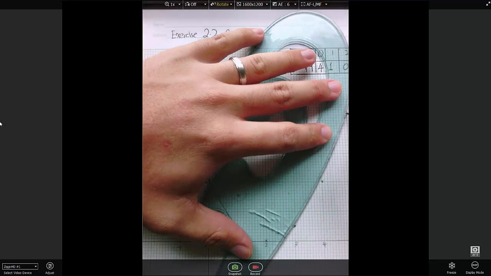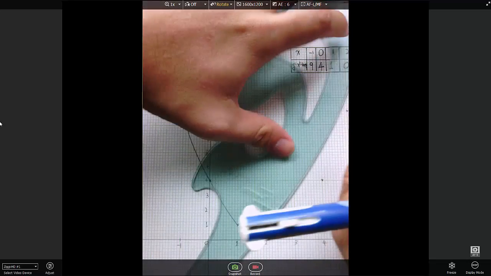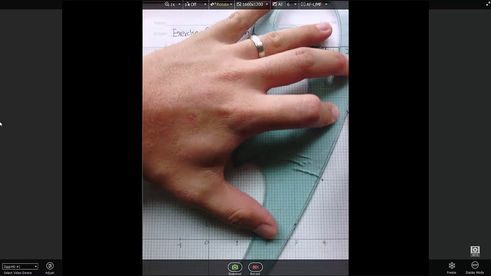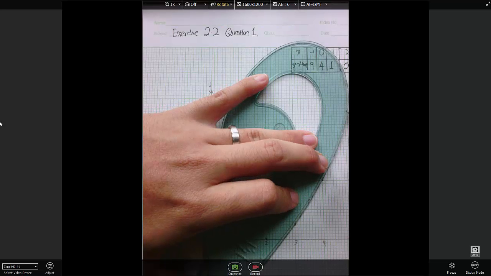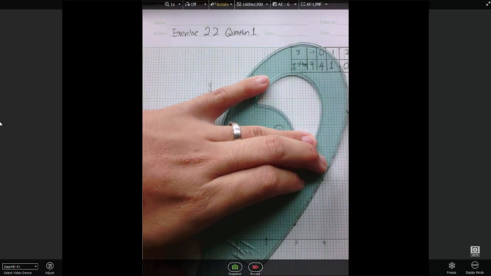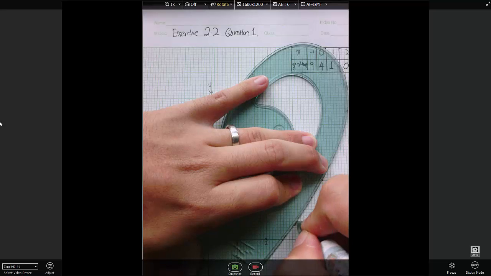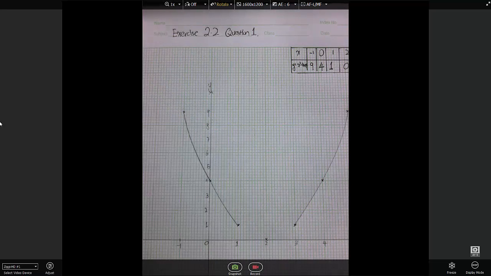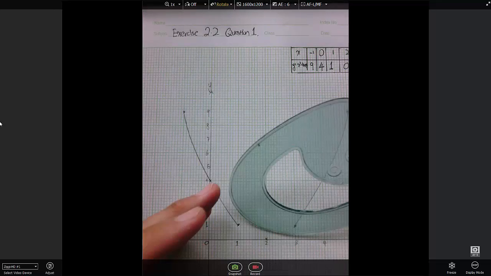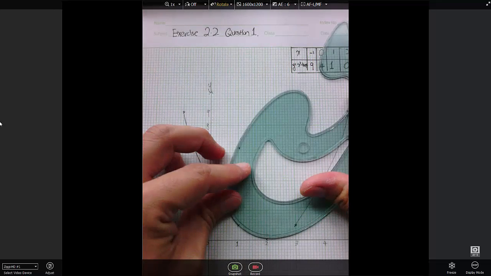Same idea here. I just adjust my curve ruler, my French curve, until I get a good fit. This is a good fit for these 3 points, so I just go through like that. Notice that the graph is shaping up quite well already. Last part here, a bit tricky.